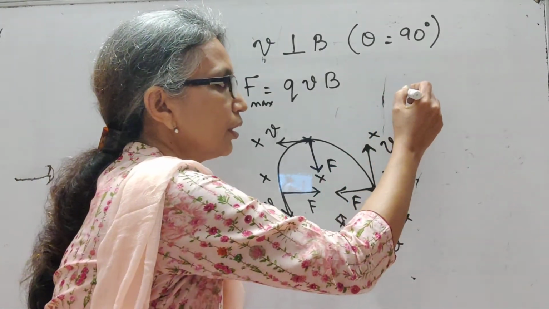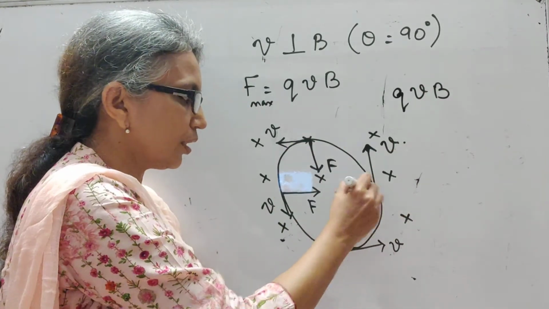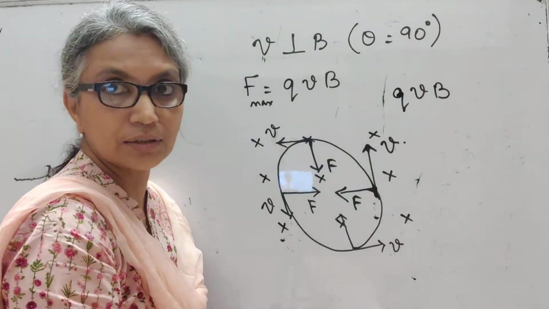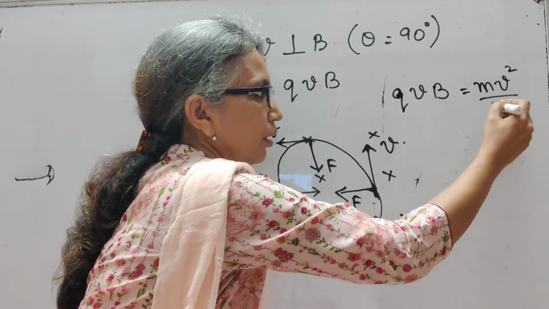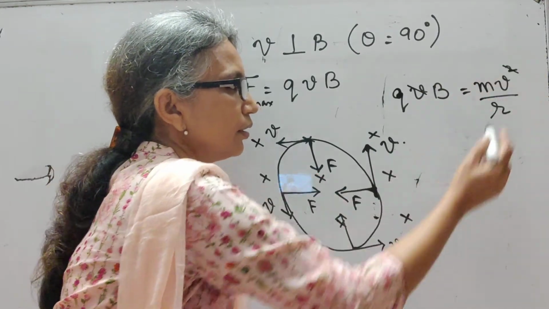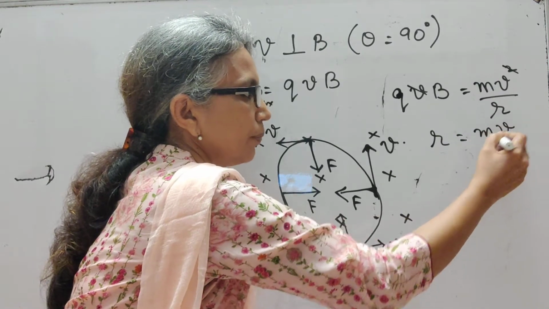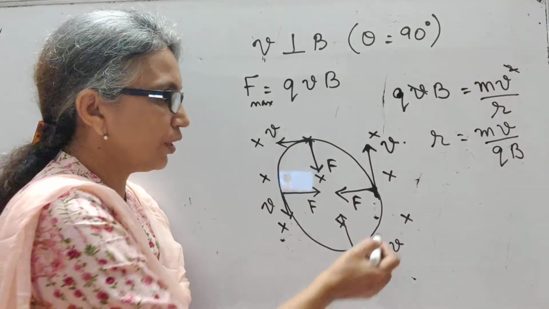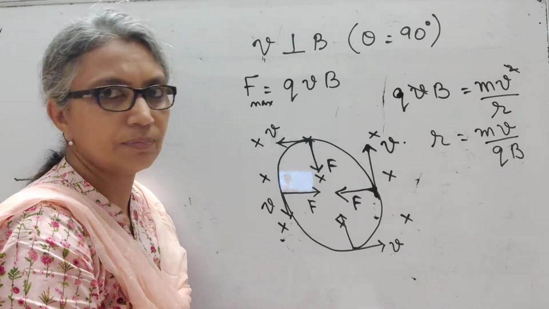So from this you will see the maximum force qvB is what gives it the circular motion, and the circular motion you already know from 11th standard has the force called the centripetal force, which is equal to mv square by r. Now if I cancel this and this here, we see that the radius must be equal to mv by qB, where m is the mass of the particle, v is the velocity with which it entered, q is the charge of the particle, and B is the magnetic field.